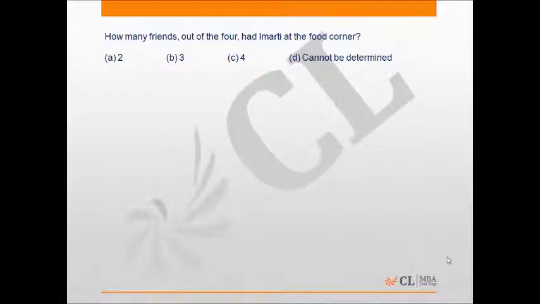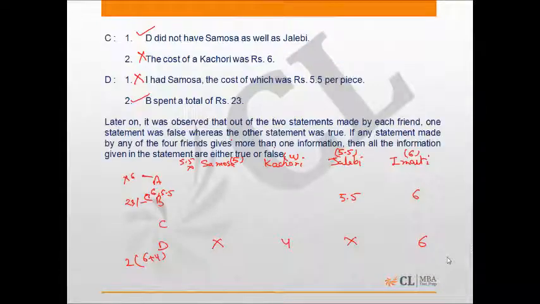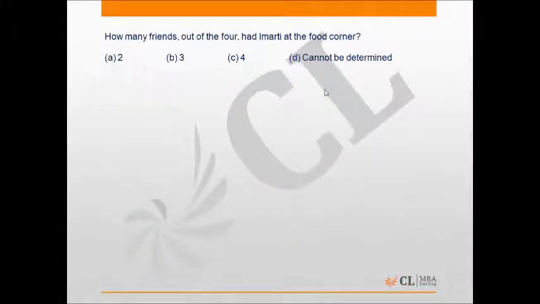Next says how many friends out of the 4 had Imarti at the food corner? So we do not have information about Imarti. We know that B and D had Imarti, but we have no information about A and C, right? We have information about A in fact, because A had not taken the item worth 6 rupees, so A cannot have Imarti, but we do not have information about C, so the option is it cannot be determined.